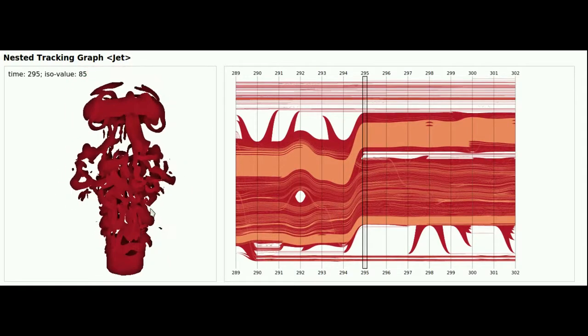In conclusion, this approach sets multiple tracking graphs in context to each other and enables users to effectively follow the evolution of components for different levels simultaneously.